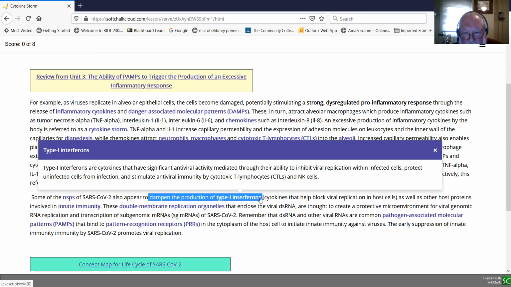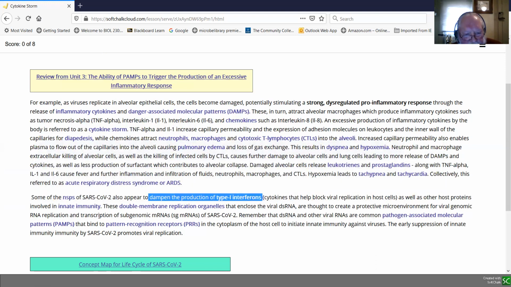So this initial production of type 1 interferon is key to preventing viral replication and getting rid of the infected cells. If the viruses dampen the production of type 1 interferon with these non-structural proteins, then that's going to decrease our innate immunity, and we're not going to be able to remove the virus as well, which gives a chance of the virus to replicate much faster and survive and cause more severe disease.